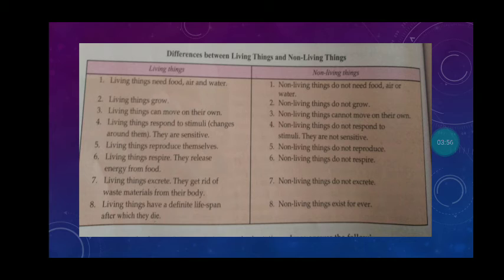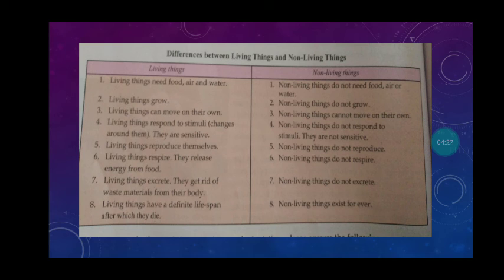The last topic of this first part of the chapter is that we have to differentiate between living things and non-living things. Living things need food, air, and water. They grow, they can move from one place to another, they respond to stimuli, they reproduce themselves, and they release energy. Living things can excrete waste material. Living things have a definite lifespan.